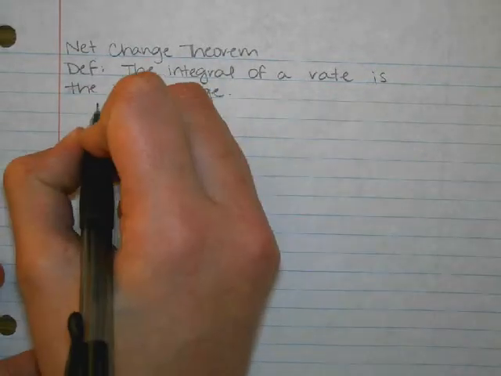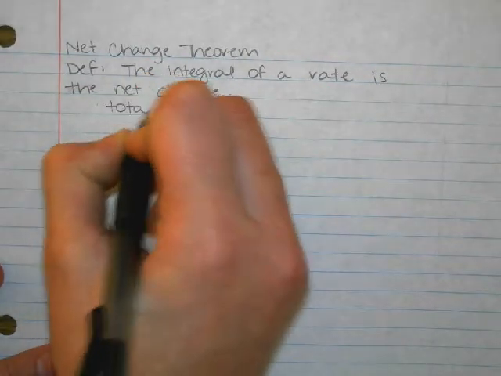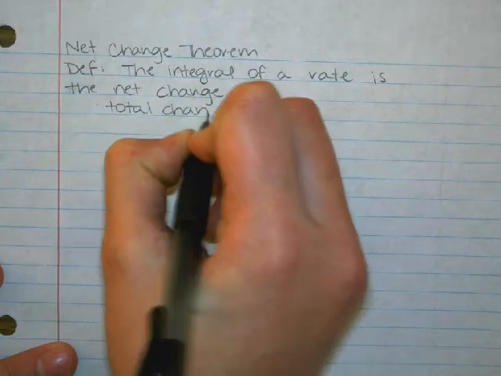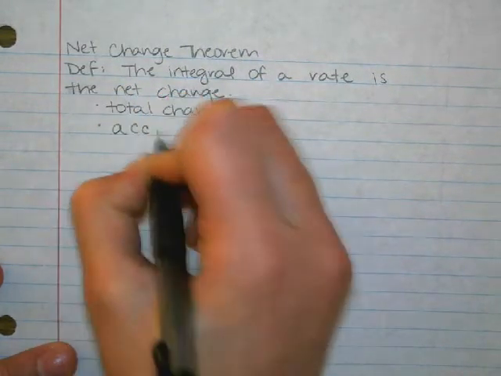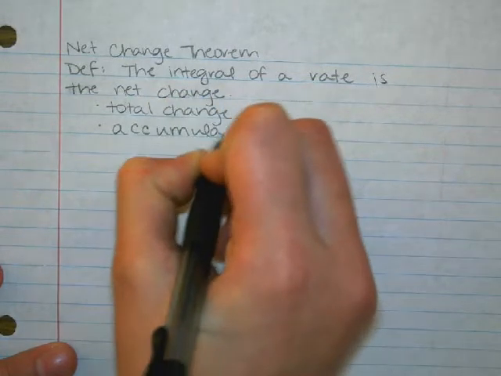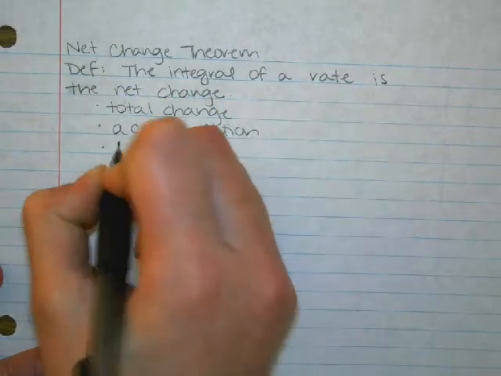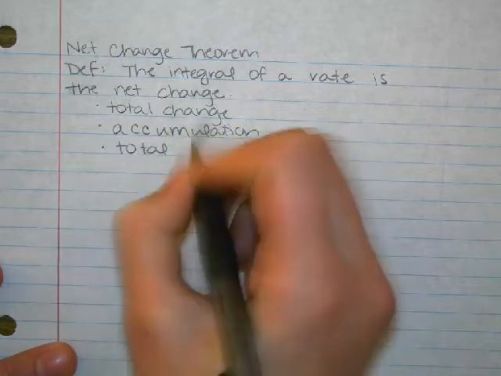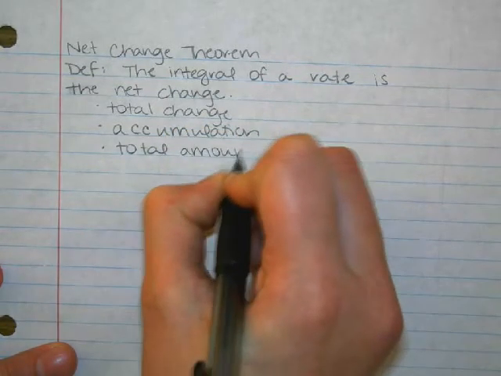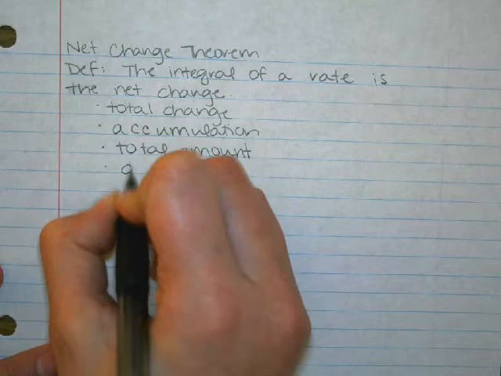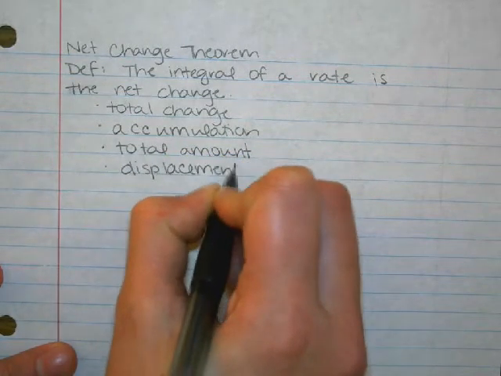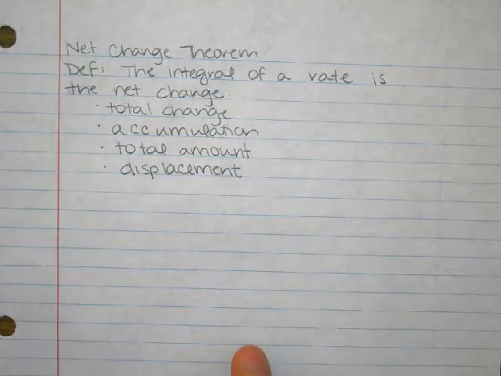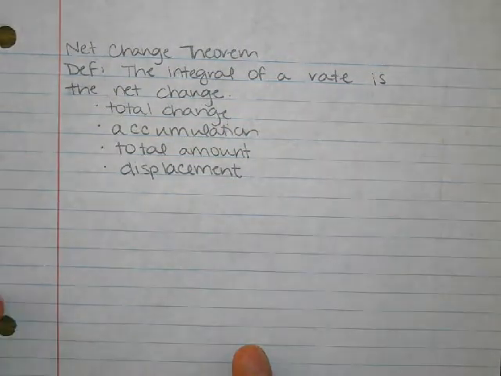And there are some things that we know about net change, or how we might express net change. So that might be something like the total change. That might be worded as accumulation. It could be worded as the total amount. That's definitely wording that you've seen before. It might also be labeled as displacement. So all of those things are just different ways of saying the net change of something.